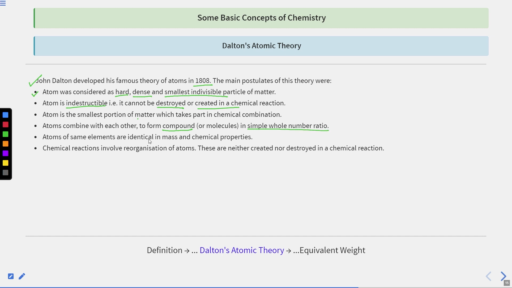Atoms of the same element are identical in mass and chemical properties. So if we are talking about an element, many atoms of that element are present, right? If we take any two atoms of that same element, those two atoms have identical mass and the same chemical properties. Chemical reactions involve reorganization of atoms. These are neither created nor destroyed in a chemical reaction. This is mentioned here also. So these are the postulates given by John Dalton in his atomic theory.